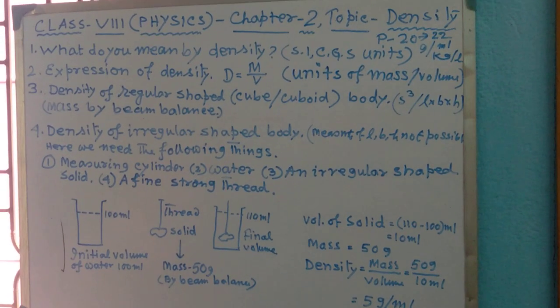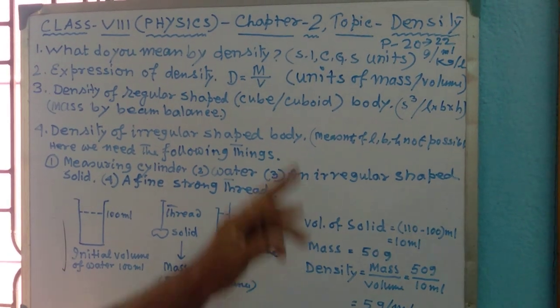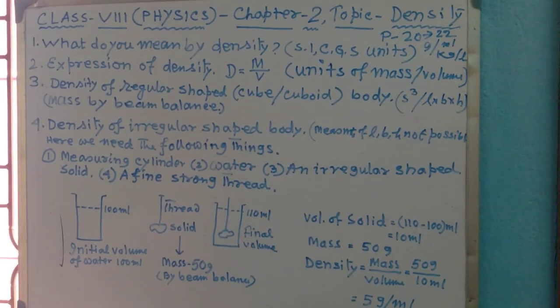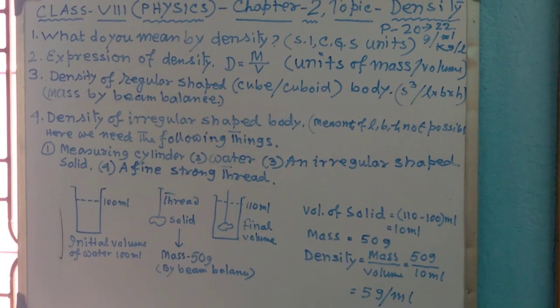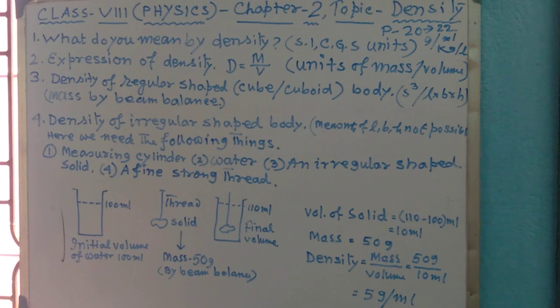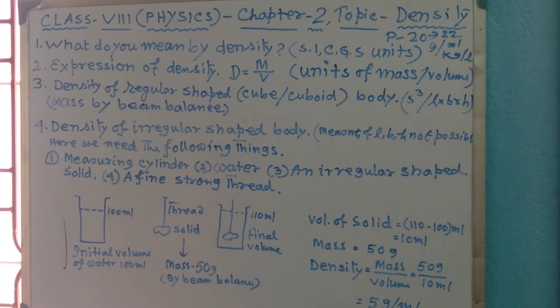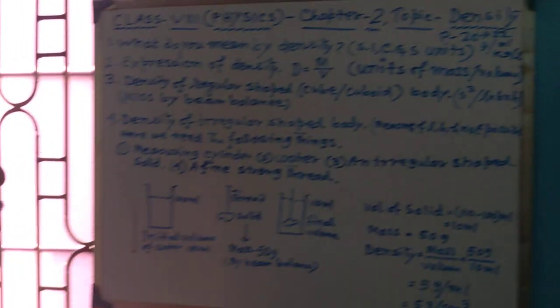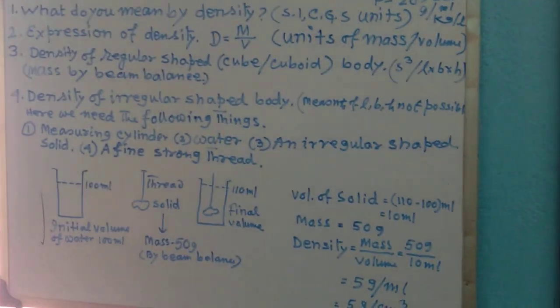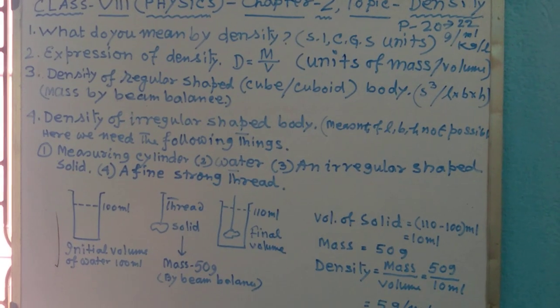Chapter number is 2 and topic is density. All of you please open the page number 20 to 22. So first one is, what do you mean by density? Density is the mass per unit volume. And as it is a physical quantity, we can measure it. The SI unit of density is kilogram per meter cube and the CGS unit is gram per centimeter cube.